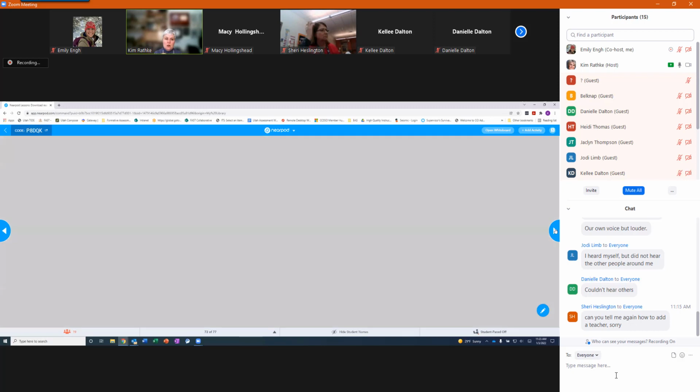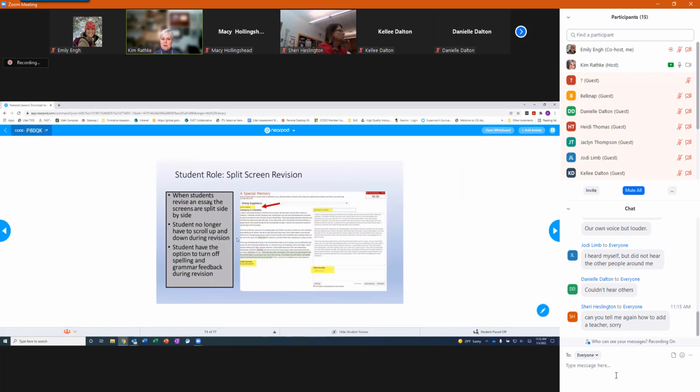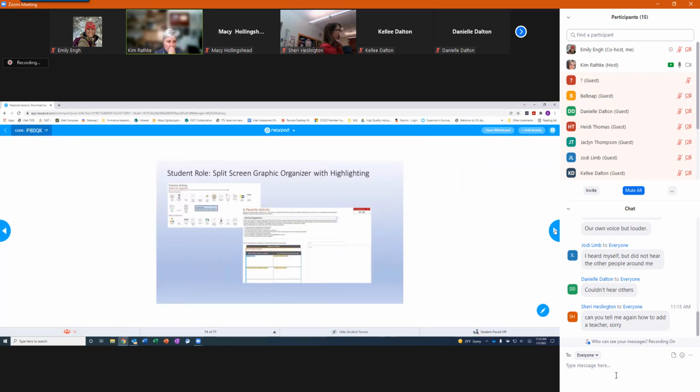In the student view, just so you know, I wanted to show you, like we were talking about, split screen revision. If you've used the program, you've seen this. If you haven't, this is one of the best things that they've added in, and that is that we now have split screen revision. So their prior essay shows up on the left, and what they're working on shows up on the right. So they can actually see it side by side. As they're working, they used to have to scroll up and down. Now it's side by side, so it saves them a lot of time, and it's a lot less frustrating not having to do that. And they can even turn off the spelling and grammar and just say, I don't want to look at that right now while they're working.